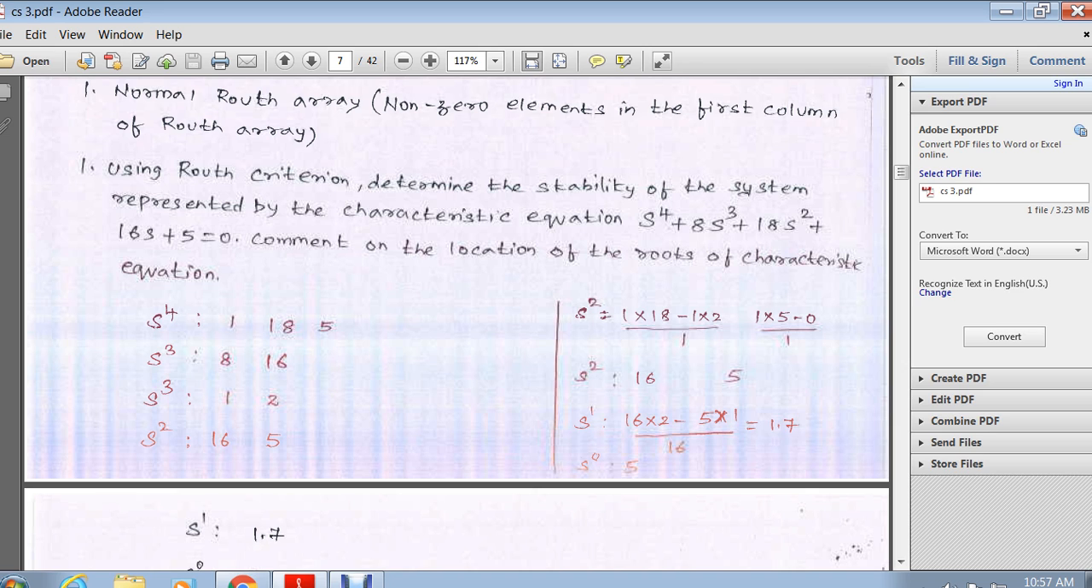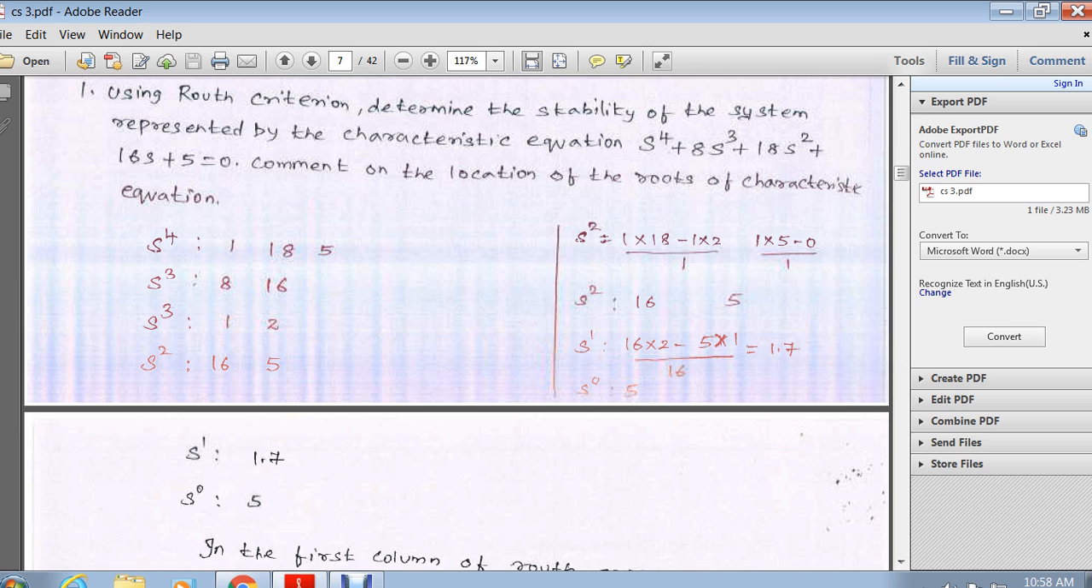Coming to the second one, we need to construct the odd row. Odd row means s cube, s power 1, like that. For s cube we have 8 as a factor, plus for s we have 16 as a factor. So we have s power 4 as 1, 18, 5, and s cube with the factors 8 and 16. Coming to s cube, we can do some simplification. If you divide this row by 8, 8 by 8 means 1, 16 by 8 means 2. So this will be replaced with 1 and 2.